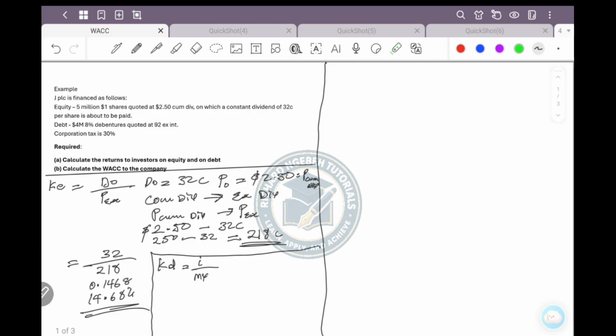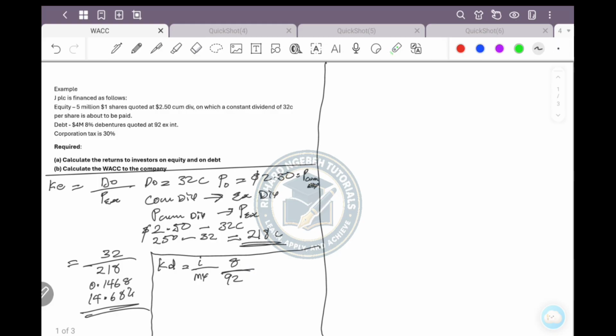Okay, so now, if you have a nominal value of $100 and you have interest of 8%, it's like saying this is also $8. So which is why when dealing with this, you have to say the interest will be $8 upon the quoted price. What is the quoted price? 92. Okay, so 92.